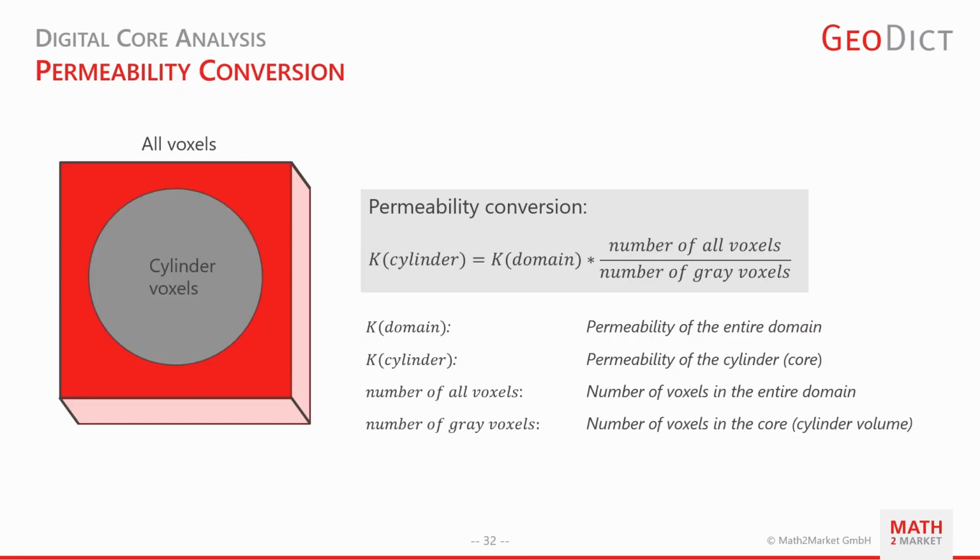Since the permeability is computed over the area of the computational domain, one should remove the effect of the void voxels outside of the sample. This is as easy as shown here. Just look up the volume fraction of the flow cell material from the Statistics tab, calculate the core volume fraction as shown, and finally determine the core permeability. This means that you have to multiply the computed permeability of the whole domain with the number of all voxels divided by the number of gray voxels.